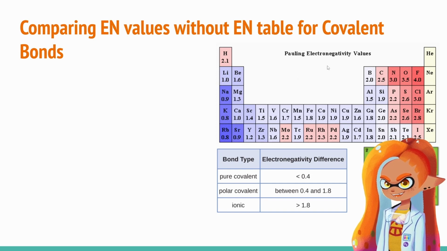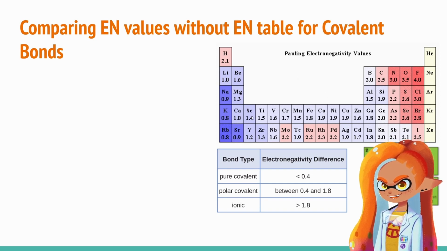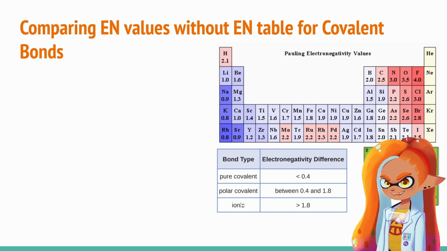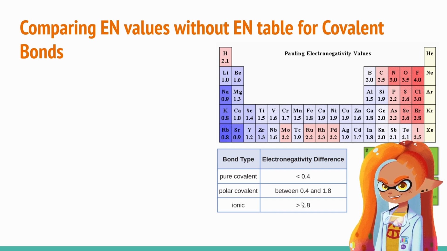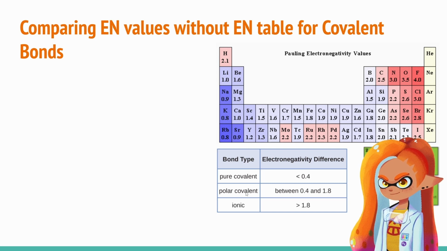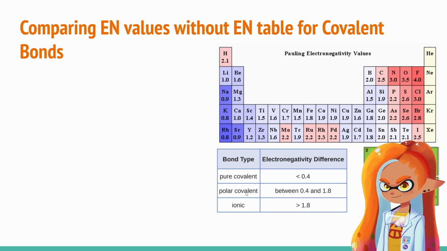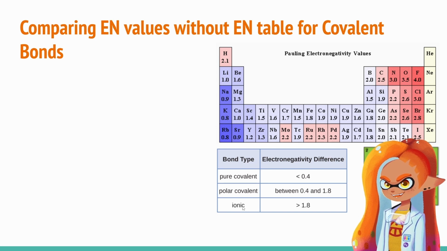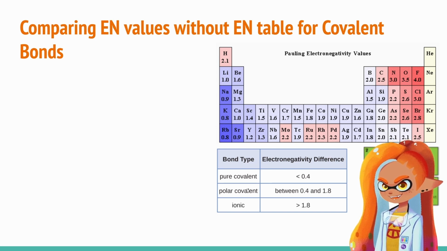So you could see here's our EN table chart where they all have values. I could take the difference between them and determine whether something is nonpolar covalent, polar covalent, or ionic based off these numbers. But the most surefire way of really knowing first if something's ionic versus covalent is what kind of atoms are bonding. Remember, ionic is metal plus non-metal or polyatomic ions, versus covalent are nonmetals only.